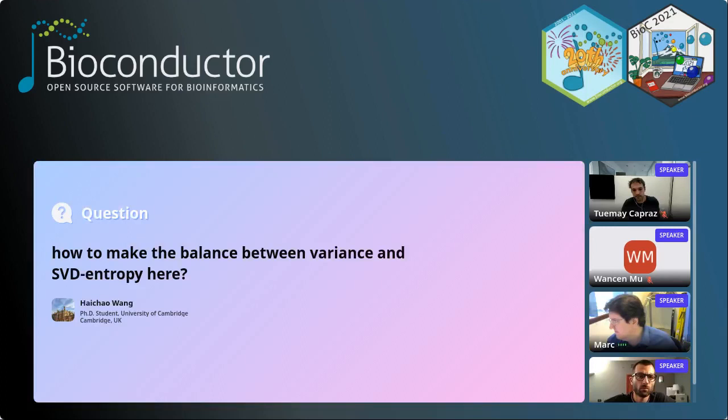How to make the balance between variance and SVD entropy here? Yeah, so as you identified already, it's a balance, it's a trade-off. I just use it to evaluate the feature set and the balance. You can either maximize both, or for example, just set the fraction of variance explained that you want to cover and then use the lowest amount of redundancy for the feature set.